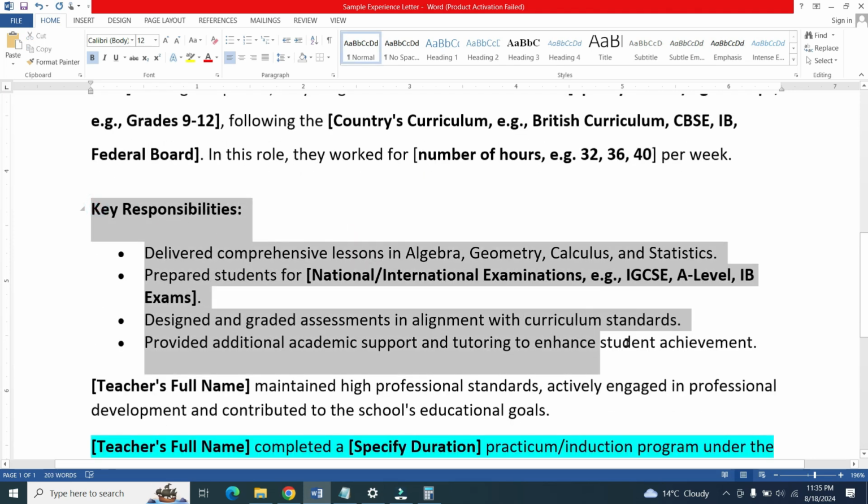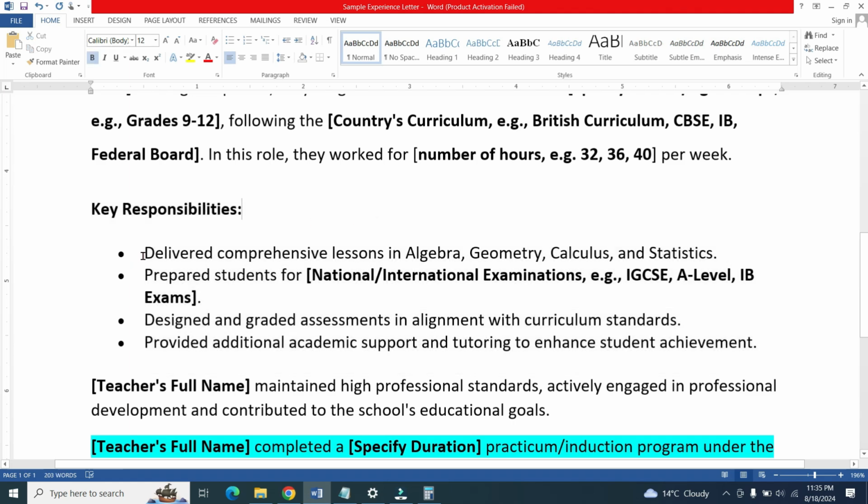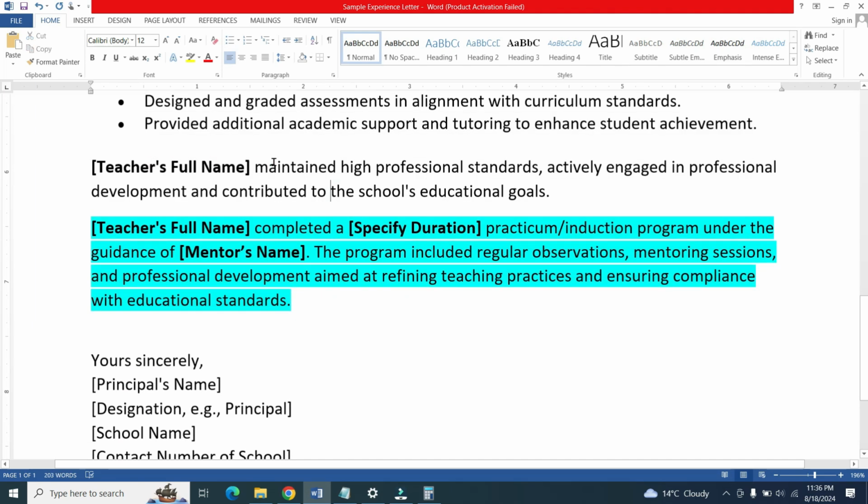Further, if you see key responsibilities, as I said earlier, usually they just mention one line that during this time we found the teacher hardworking and all that. But make sure to ask them to write down details of your role. For example, delivered comprehensive lessons in algebra, geometry, calculus, and statistics, prepared students for whatever examinations there were, designed and graded assessments in alignment with curriculum standards, provided additional academic support and tutoring to enhance students' achievements. Finally, the teacher maintained high professional standards, actively engaged in professional development, and contributed to the school's educational goals.